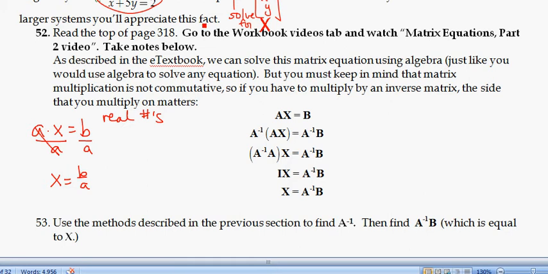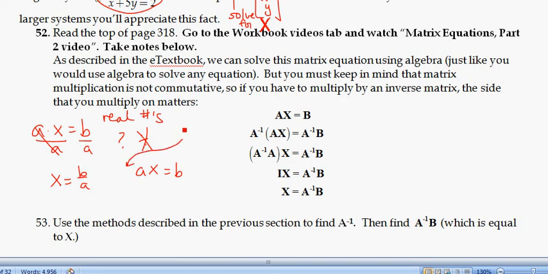But we don't have division when it comes to matrices, at least not in the same way. So could we think about how to do this if there was no such thing as division? If we had a times x equals b with real numbers, is there another way we could use multiplication only to accomplish the same thing as dividing by a? The answer is yes, we could multiply by what we would call the reciprocal, but what we're really doing is multiplying by the multiplicative inverse.